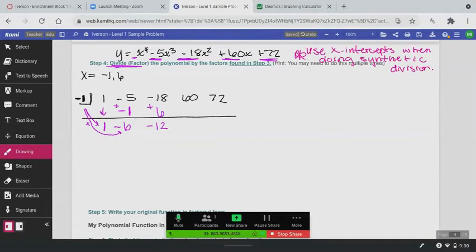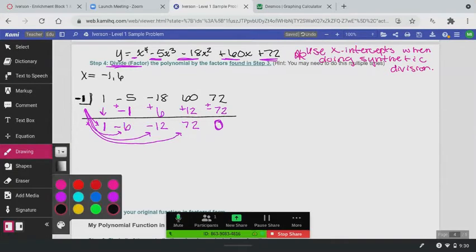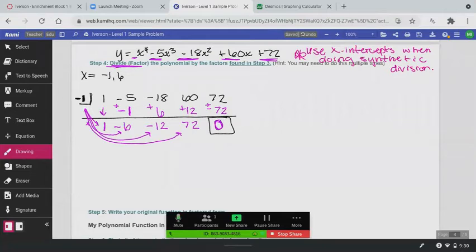I take -1 times -12, which gives me +12. 60 plus 12 gives me 72. And then I take -1 times 72, which is -72. +72 plus -72 gives me 0. It's really awesome that I got 0 because the 0 represents my remainder. And if my remainder is 0, that means that I did my division correctly.